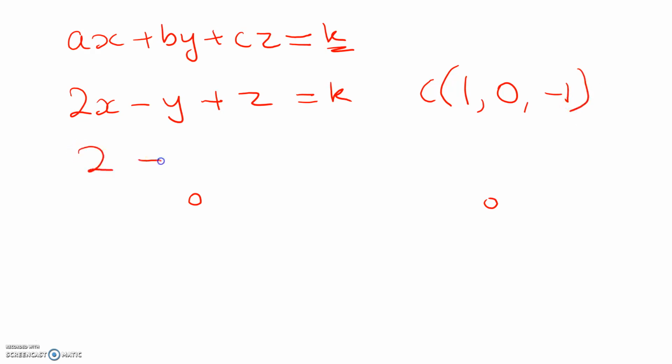We're going to get 2 minus 0 minus 1 plus negative 1 is equal to k. Don't know what that is. k is equal to 1. So finally we've got the equation of the plane.